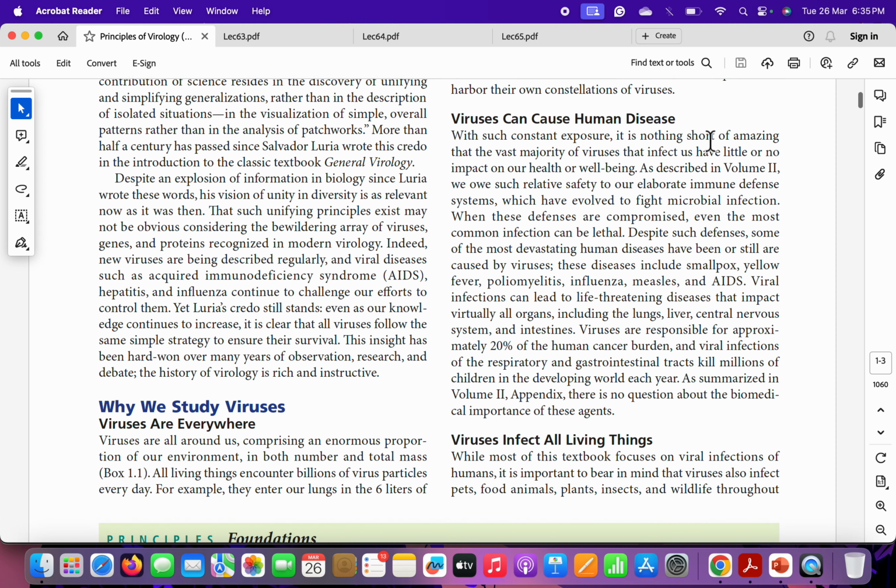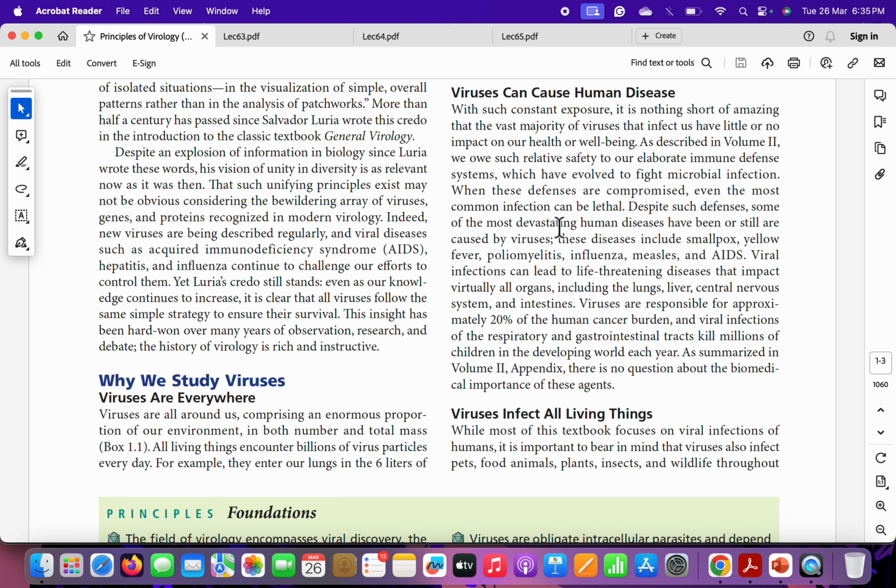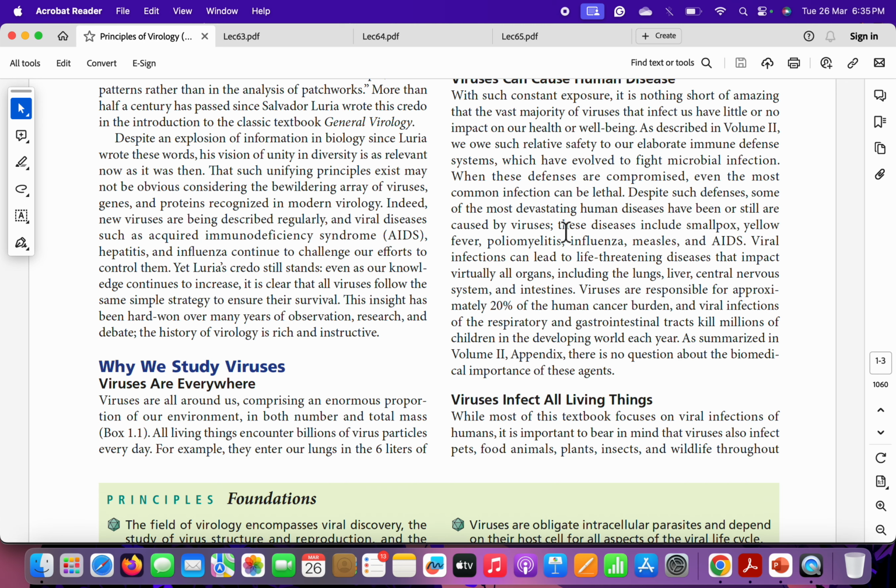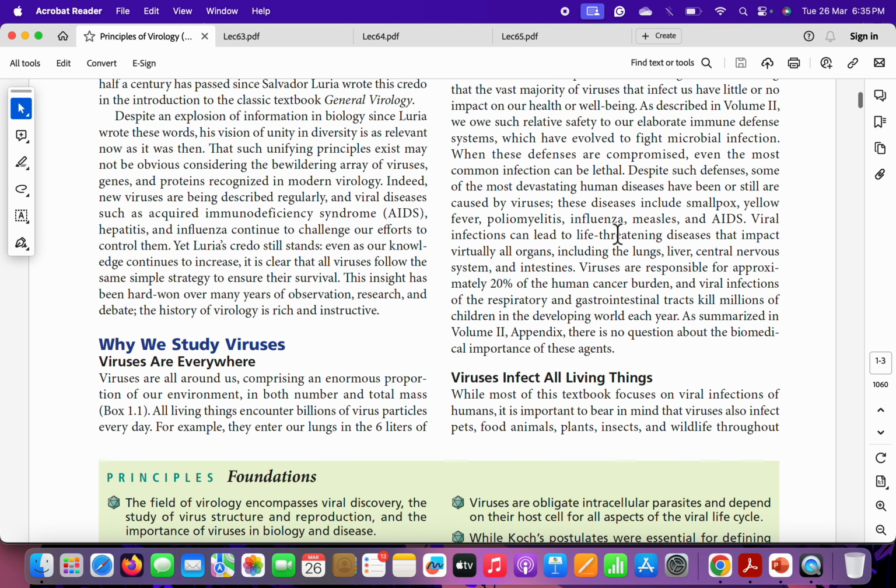Viruses can cause human diseases. With such constant exposure, it is nothing short of amazing that the vast majority of viruses that infect us have little or no impact on our health or well-being. We owe such relative safety to our elaborate immune defense system. We have evolved to fight microbial infection. So when our defense system gets compromised, even the most common infection can be lethal.